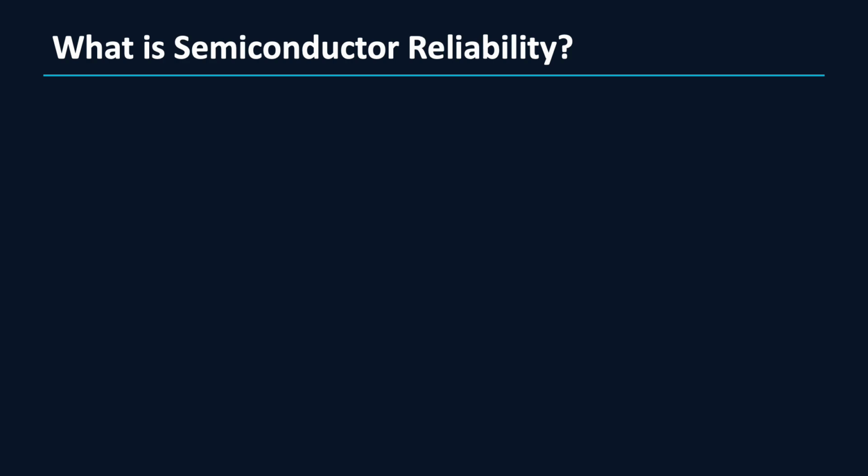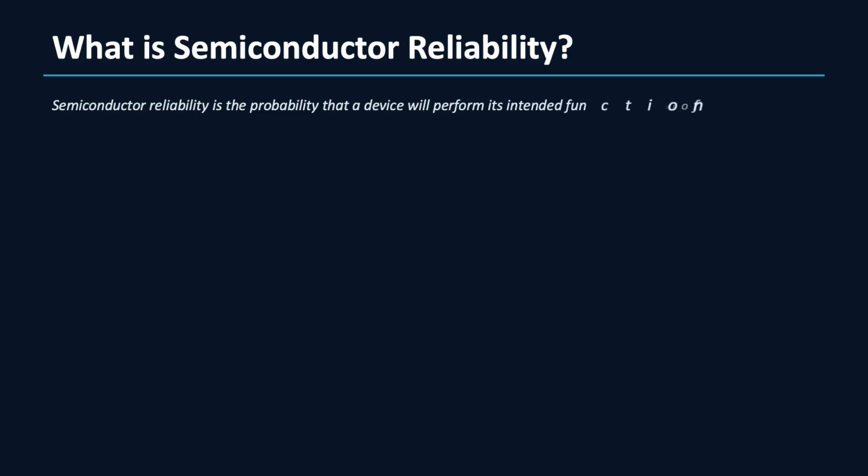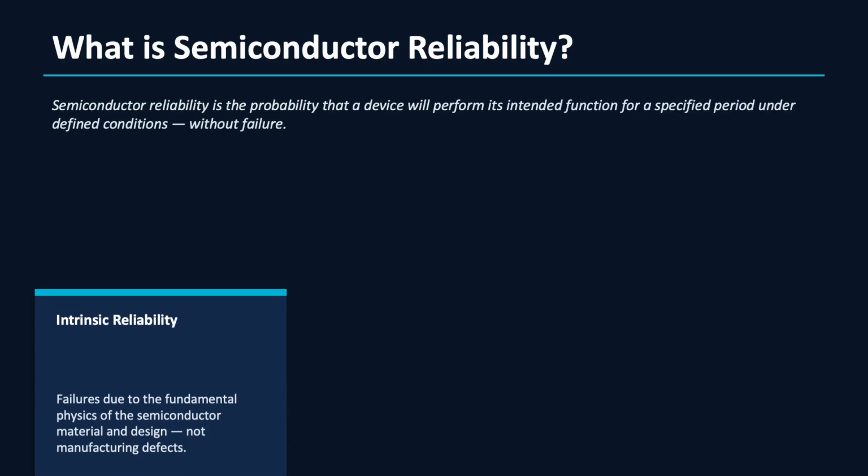What is semiconductor reliability? Semiconductor reliability can be defined as the probability that a device will perform as intended for a specified period of time without failure under a given condition. So the reliability failures can be categorized broadly into three.